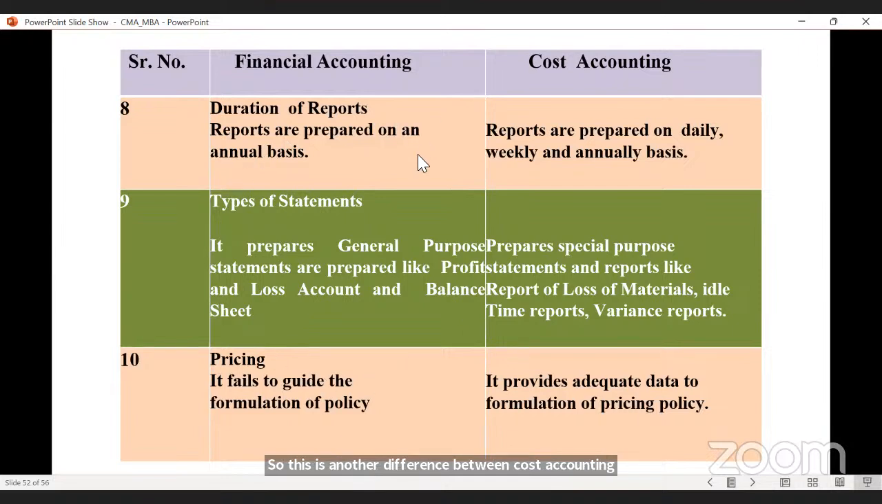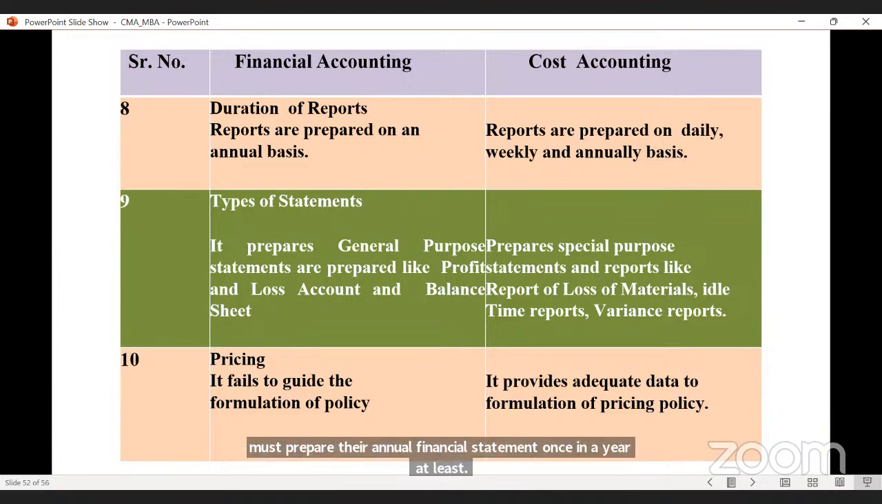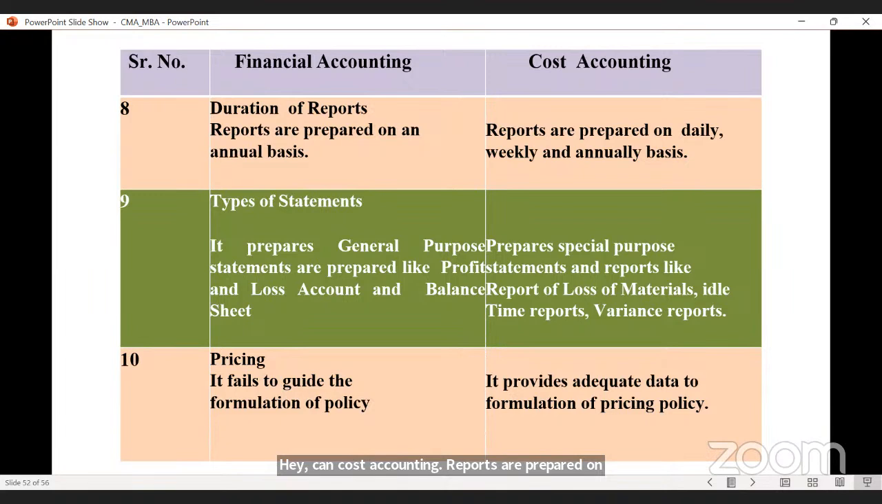Again, if you look at the duration of the report, on the basis of financial accounting, reports are to be prepared on annual basis, as I have already told you. At least, under the Companies Act, this is a statutory requirement. Each and every company must prepare their annual financial statement at least once in a year. Again, in cost accounting, reports are prepared on daily basis, weekly basis, annual basis, or as and when required. You have to prepare the reports of cost accounting records.